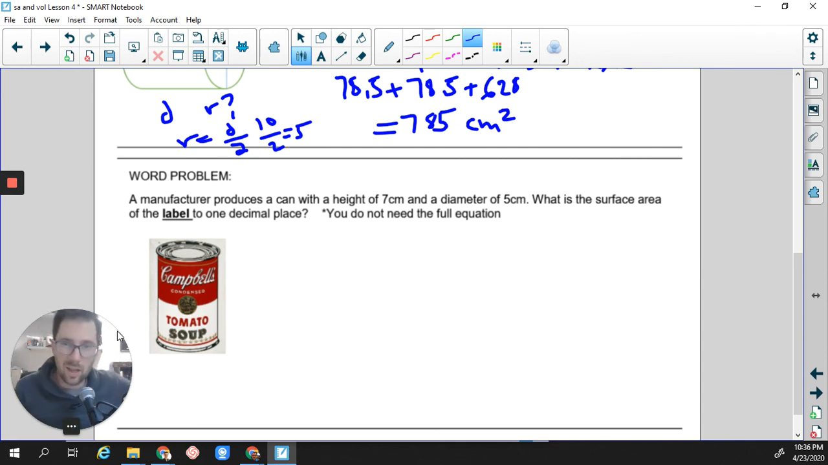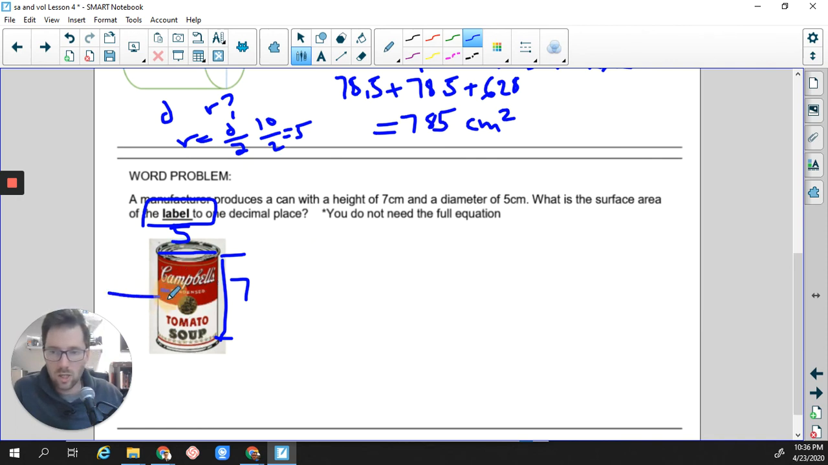Let's take a look at the word problem here. I love word problems. They're so juicy. And it makes us think a lot more than just punching in the numbers. And when we think, that's when we learn. So let's go. A manufacturer produces a can with a height of 7. Let's just mark this in for fun. 7 and a diameter of 5. Okay, what is the surface area of the label? It's bolded and underlined. So we're not looking for the surface area of the entire cylinder. We're just looking for the label.